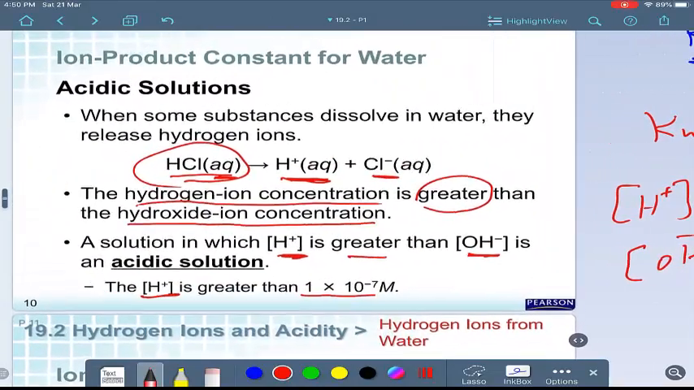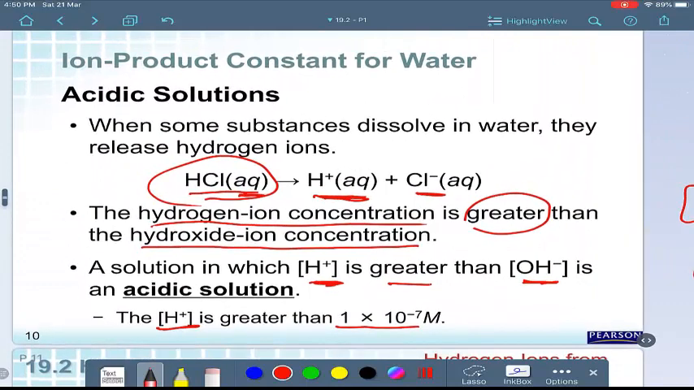Okay. So the hydrogen concentration in the neutral solution is 1 times 10 power of negative 7. But here hydrogen is greater, so the concentration is more than 1 times 10 power of negative 7. Maybe 1 times 10 power of negative 5, maybe 1 times 10 power of negative 4, whatever.